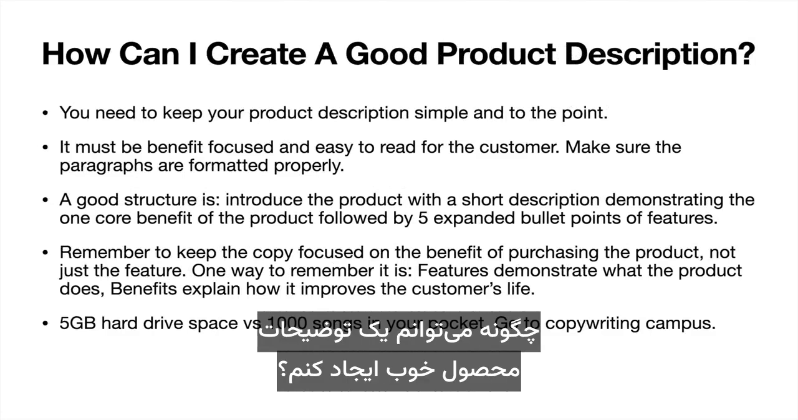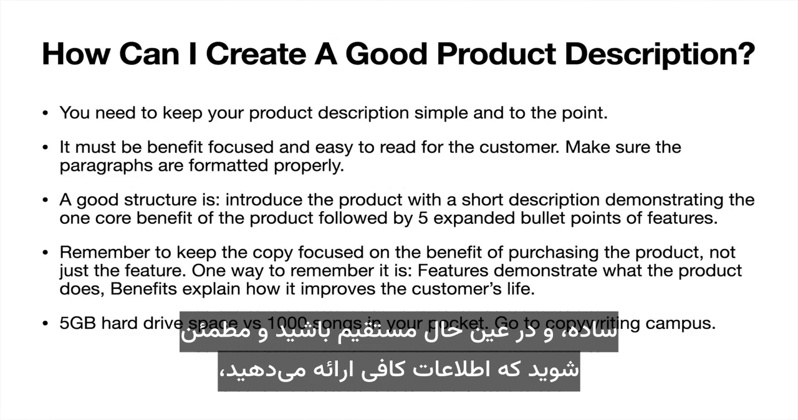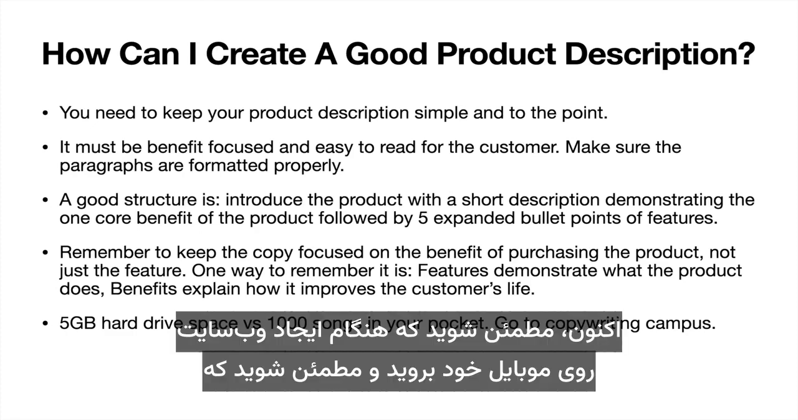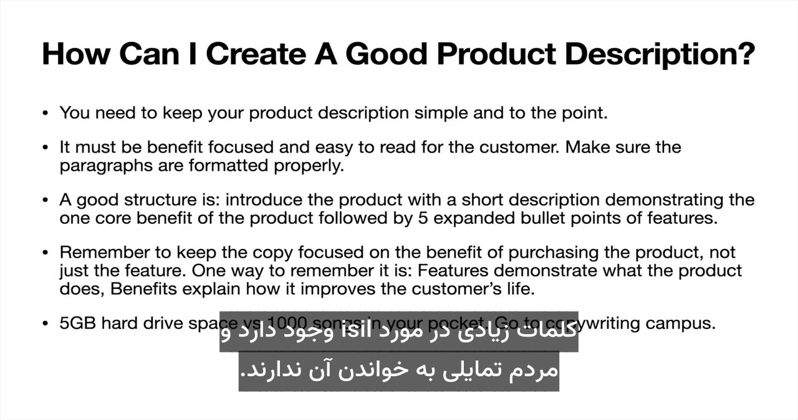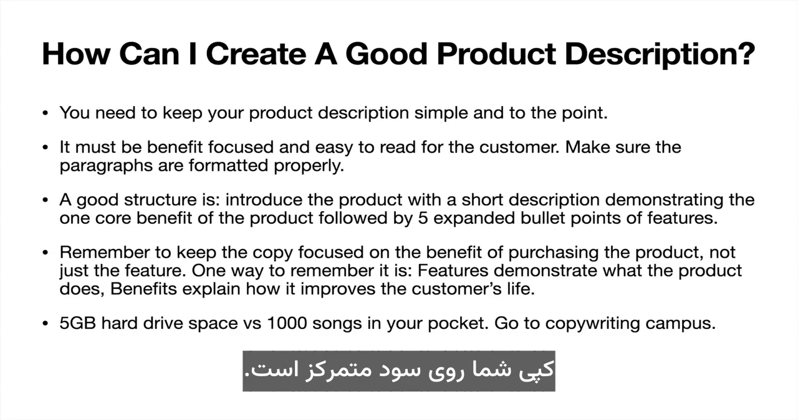How can I create a good product description? You need to keep your product description simple and to the point. Be direct and make sure you provide enough information. Make sure your description is benefit focused and easy to read for the customer. Now make sure when you create the website, go on your mobile and make sure the paragraphs are formatted properly. Too many words are an eyesore and people don't want to read it. So make sure you have plenty of paragraphs and make sure your copy is benefit focused.